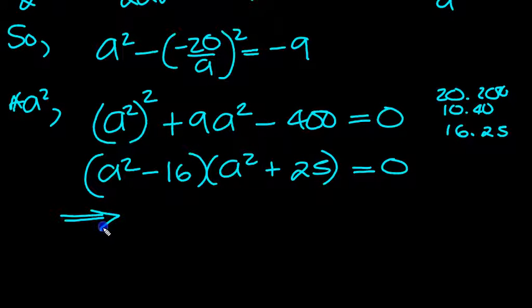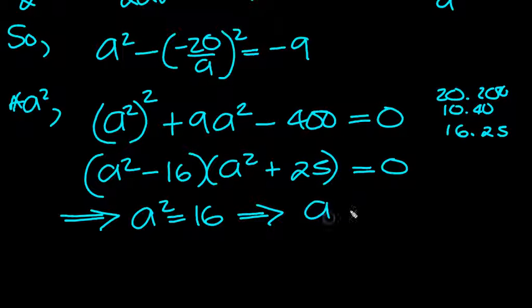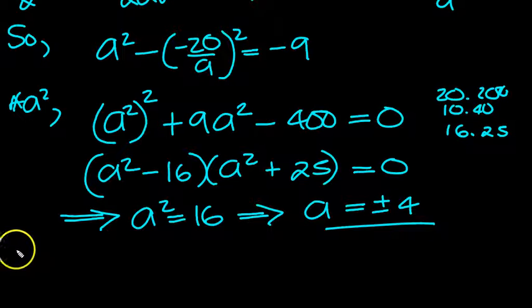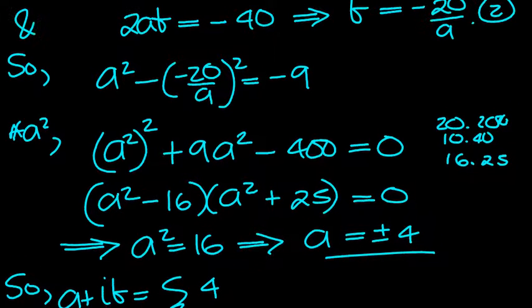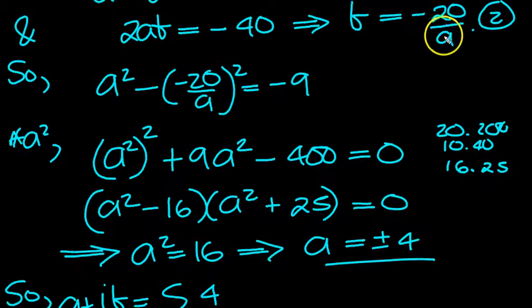So that tells us this solution is not possible because a squared is a real number. We can't have a negative. So here this tells us that a squared is equal to 16. And that then tells us that a, square root both sides, is plus or minus 4. That's good. So finally, a plus ib is equal to, well, when a is 4, b is, I'll just get it from above, minus 20 over a.